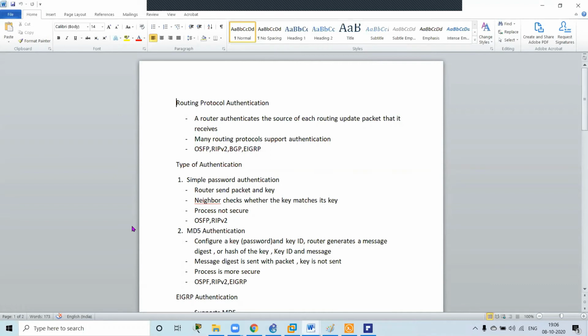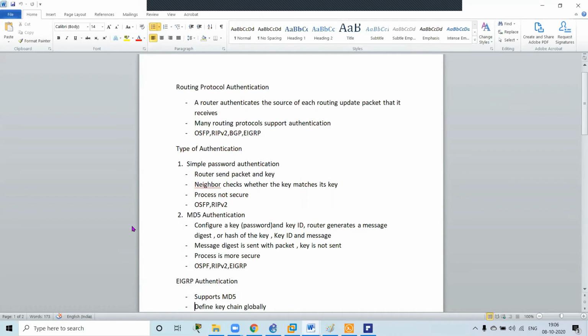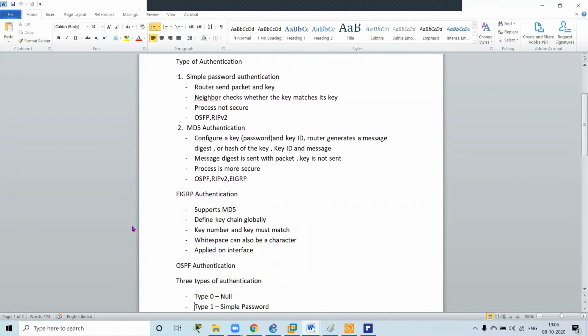Now EIGRP does not support simple text authentication or simple password authentication. It only supports MD5 authentication. So for EIGRP, define the keychain globally. The key number and key must match on both sides. White space can also be a character. If you give a space after the password, it will also be considered a character. It is applied on the interface.